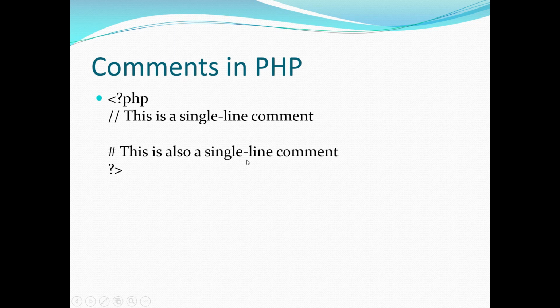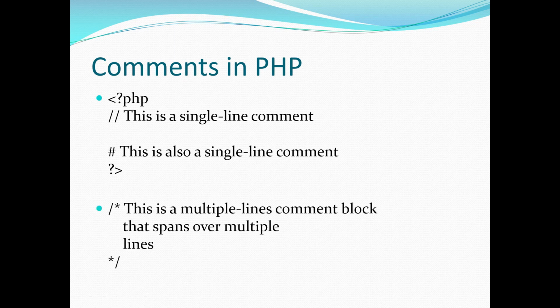The third is when we want a group of lines to be comments. One method is to write this at the start of each line, or you can write a forward slash, then an asterisk, then all the lines which you want in the comment. After the last line, write an asterisk and forward slash. This is the starting point of the comment, this is the ending point, and all the lines between go into the comment. So this is the third method of writing comments.